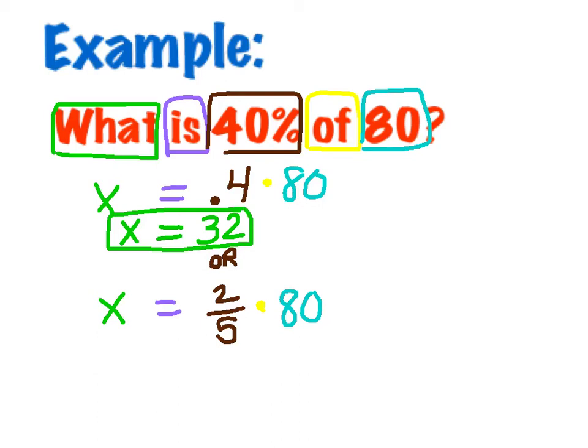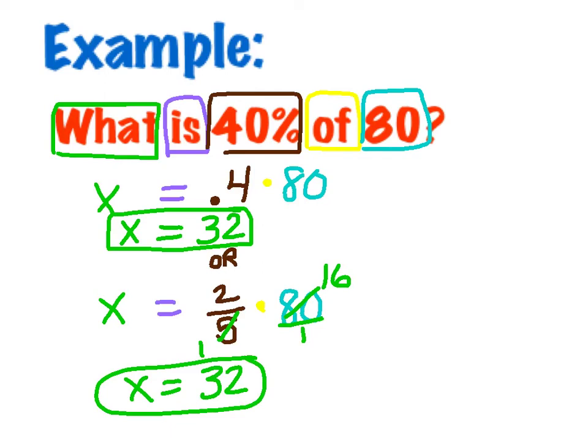In the second equation, I think in the 80 over 1, I can simplify. 5 goes into 80, or 80 divided by 5 gives me 16. 16 times 2 will equal 32, so x will equal 32 as well. Okay, and I can simplify that. So in both cases, x will equal 32.